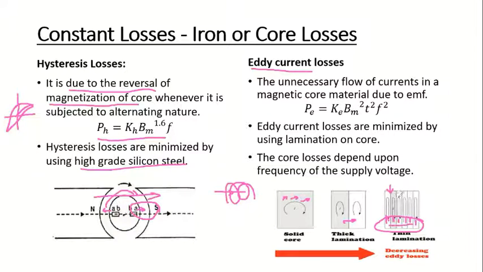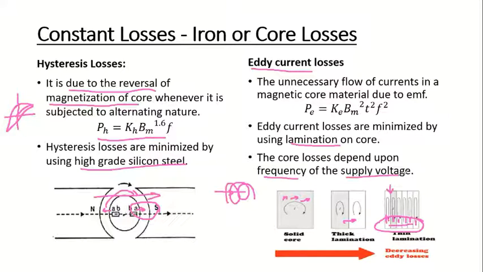We are laminating the core part. Hence, these losses can be reduced by using laminations. The unnecessary flow of currents will never flow into the other core parts, and the losses can be reduced. These core losses will depend upon the frequency and the supply voltage of an induction motor.